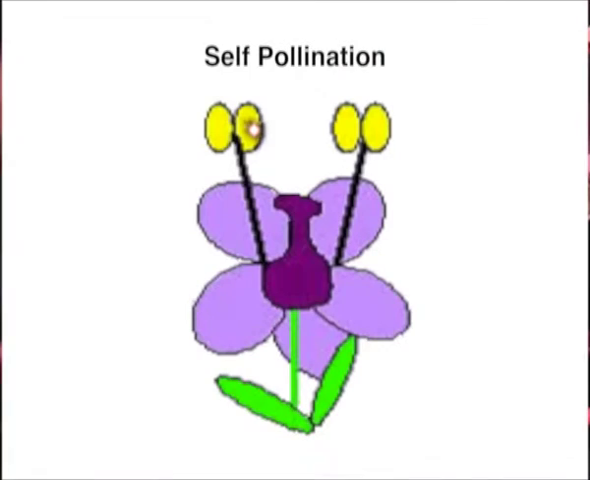Plants belong to two broad groups on the basis of type of pollination. They are either self-pollinated or cross-pollinated. When the pollen grains are transferred from an anther to the stigma of the same flower, or when the transfer takes place between two flowers of the same plant, then it is called self-pollination.